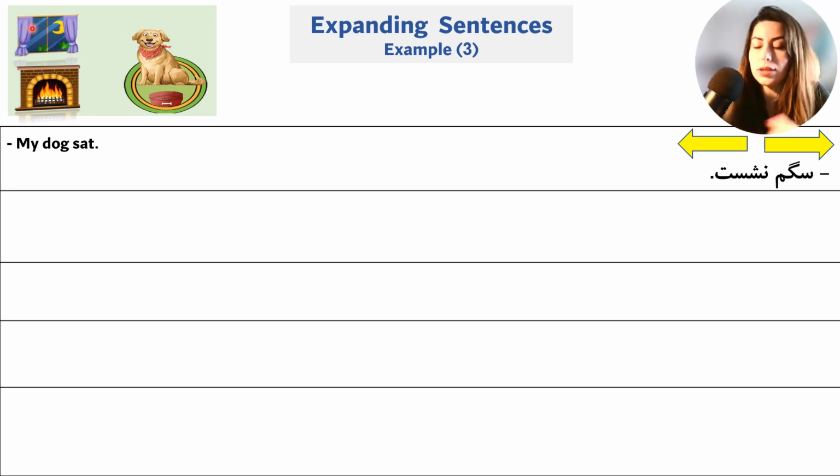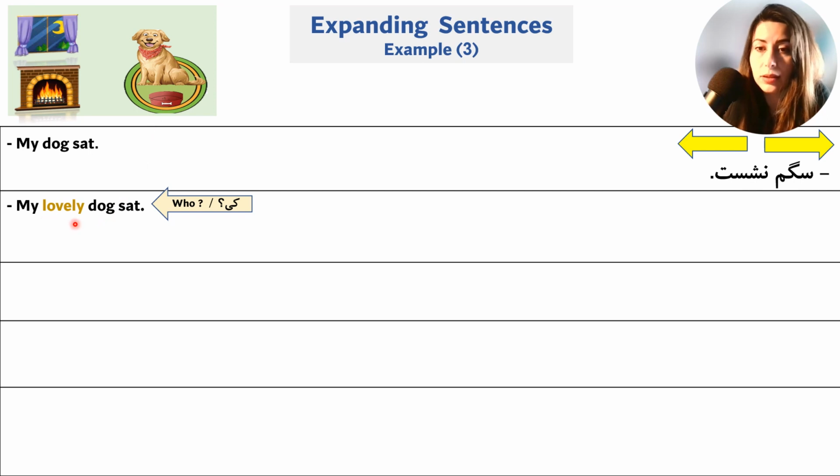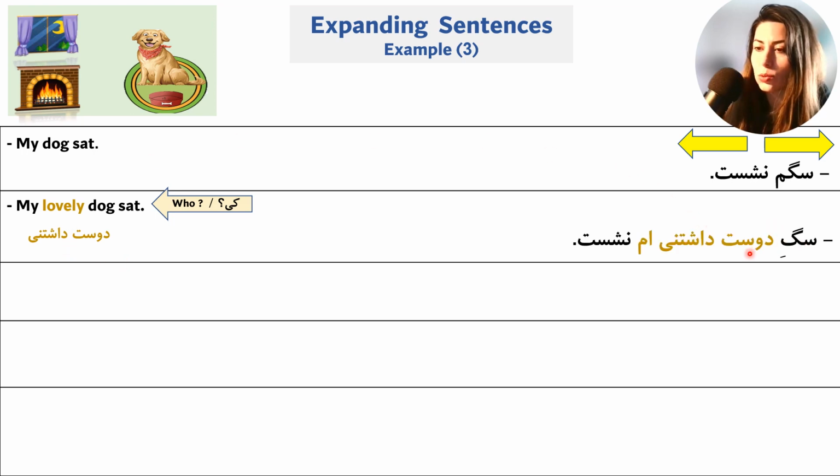All right, so let's see how we can expand it further. We can first add an adjective to dog because he's such a cute dog. So we can say something like my lovely dog sat. Lovely is دوست داشتنی. سگ دوست داشتنیم نشست. Again, the possessive meme has to go with the adjective and we add an aleph before the possessive suffix because دوست داشتنی ends in e, so for ease of pronunciation.